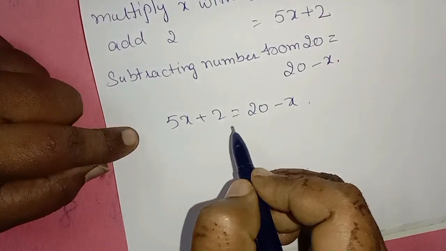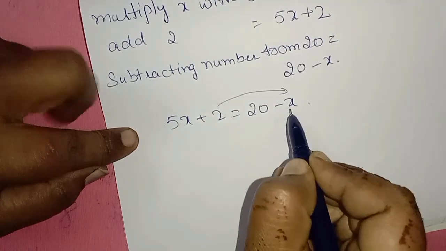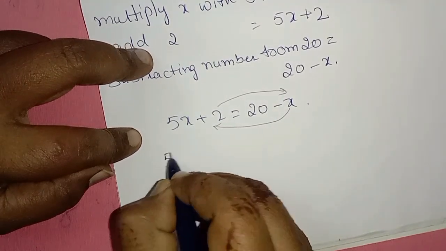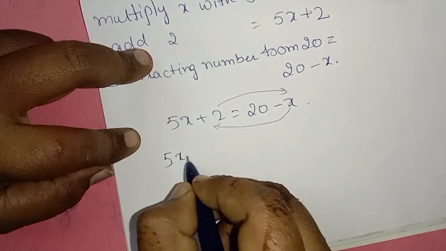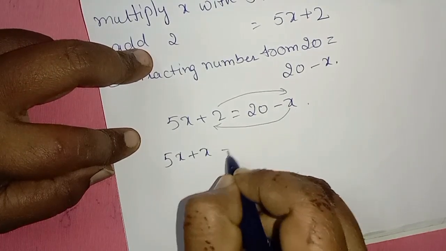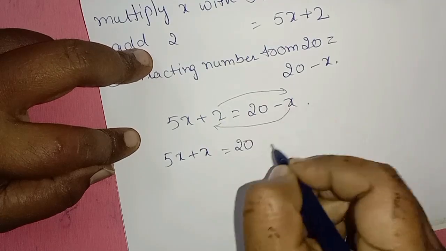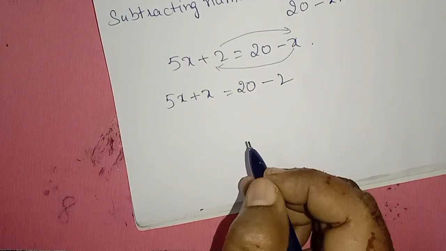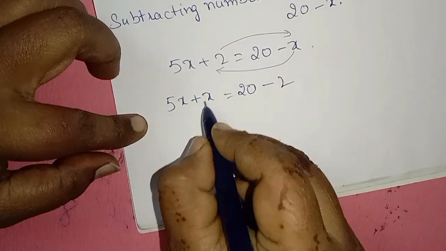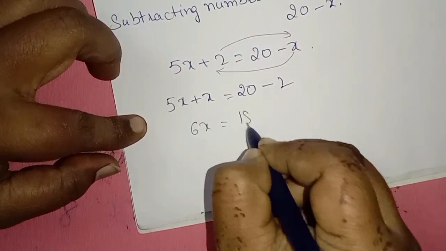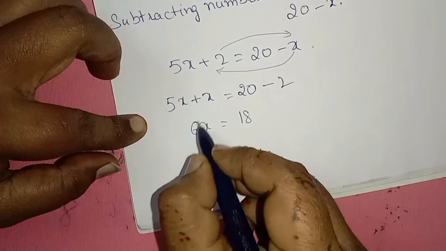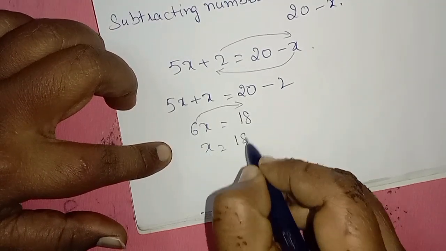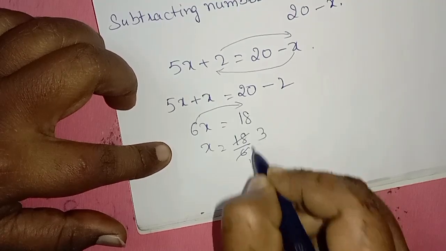Clear? So what I am doing, transpose 2 to that side, bring x here. Plus 2 becomes minus 2. 5x is as it is. X comes here, minus x becomes plus x. 20 is as it is. Plus 2 becomes minus 2. 5x plus x is 6x, equals 20 minus 2, 18. So transpose 6 to that side. So x equals 18 by 6. 6 ones are 6, 6 threes are 18. X equals 3.